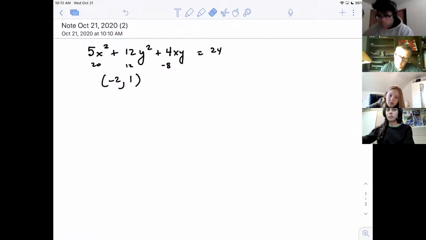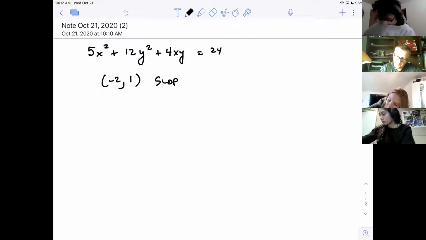oops, that's not what I wanted to do. If I make this equal to 24, then I actually know it'll go through that point. So what I want you to do, and I'm going to give you some time to do this, is see if you can find the slope at this point.